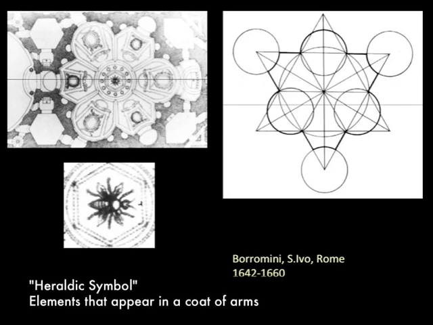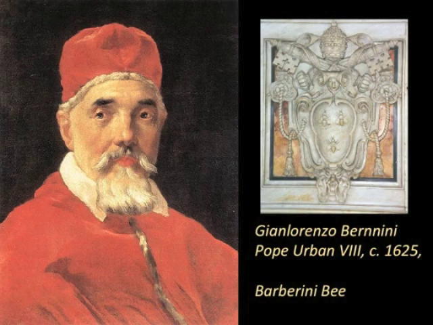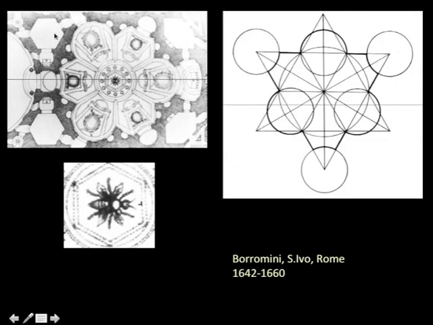Another way to think about the plan, and Borromini would probably be thinking about it this way, is that he's trying to make a heraldic symbol that will flatter the Pope. And at the time that he initiates the commission, the Pope is Urban, who is a Barberini. And the heraldic symbol of the Barberini is the bee. These are early drawings of the building, and right here, in the middle of the whole thing, there's a bee. And if you look at the bee, and you look at the plan of the church, it's almost as if the plan of the church becomes an architectural representation of the Barberini bee.